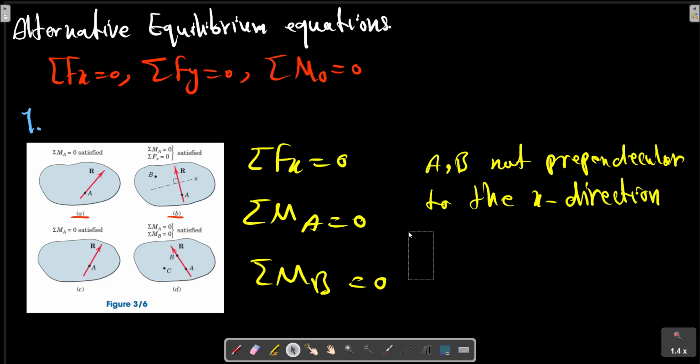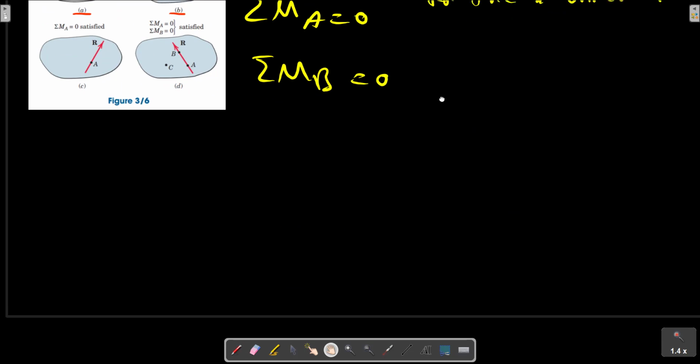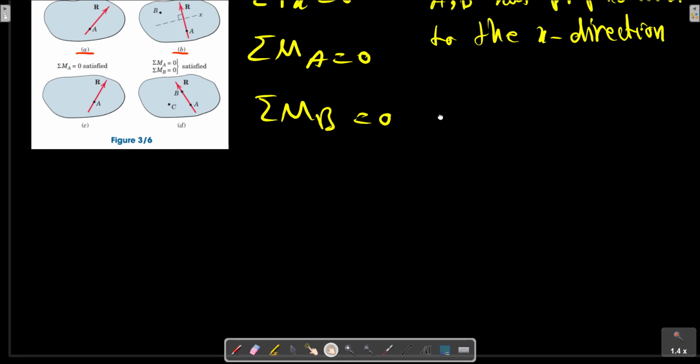The next alternative: a third formulation of the equilibrium condition may be made for a coplanar force system. This is illustrated in the picture here.